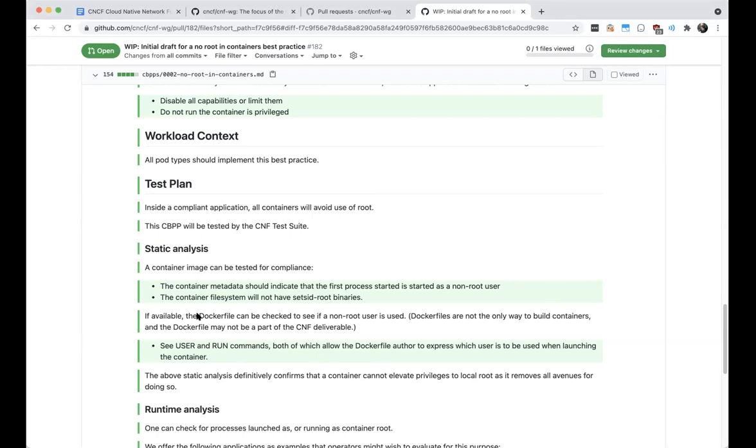We want to have privilege escalation disabled. There's actually a privilege escalation bit within Kubernetes that turns off the SUID or ignores the SUID bit. We want to drop all capabilities except for the ones that are absolutely minimum that you've compartmentalized. And some of it is through the mixture of the verification and validation combined.